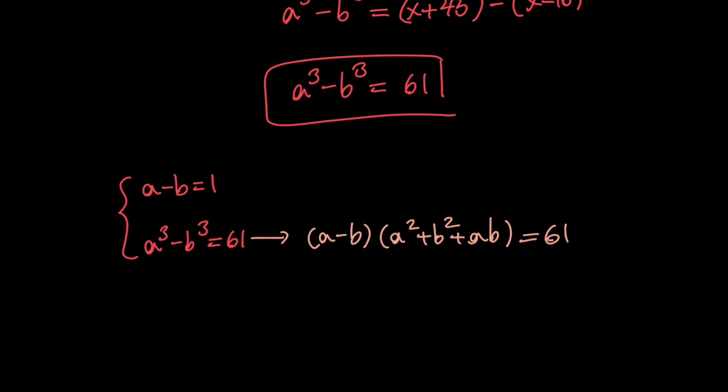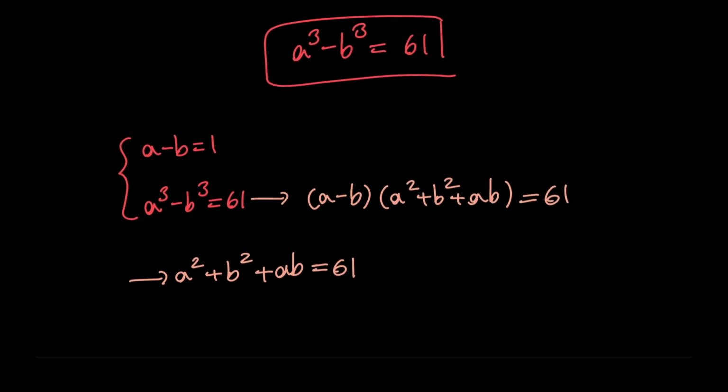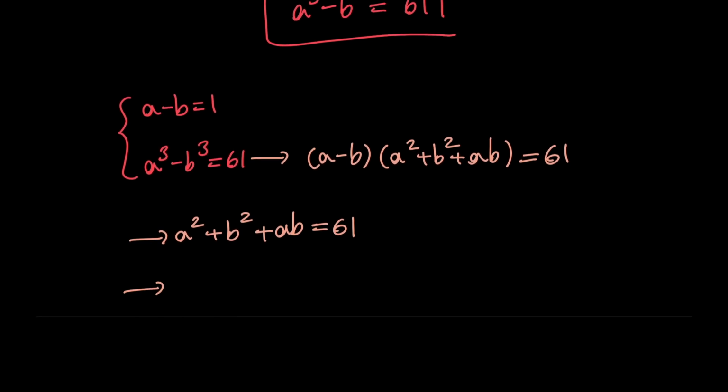Now, notice that a minus b is 1, therefore I can say that a squared plus b squared plus ab equals 61. Now, since we have a squared plus b squared, we can try to complete the square. And let's do that. So I'm going to subtract 2ab, and then add 2ab to balance it up. And we have ab, and this equals 61.